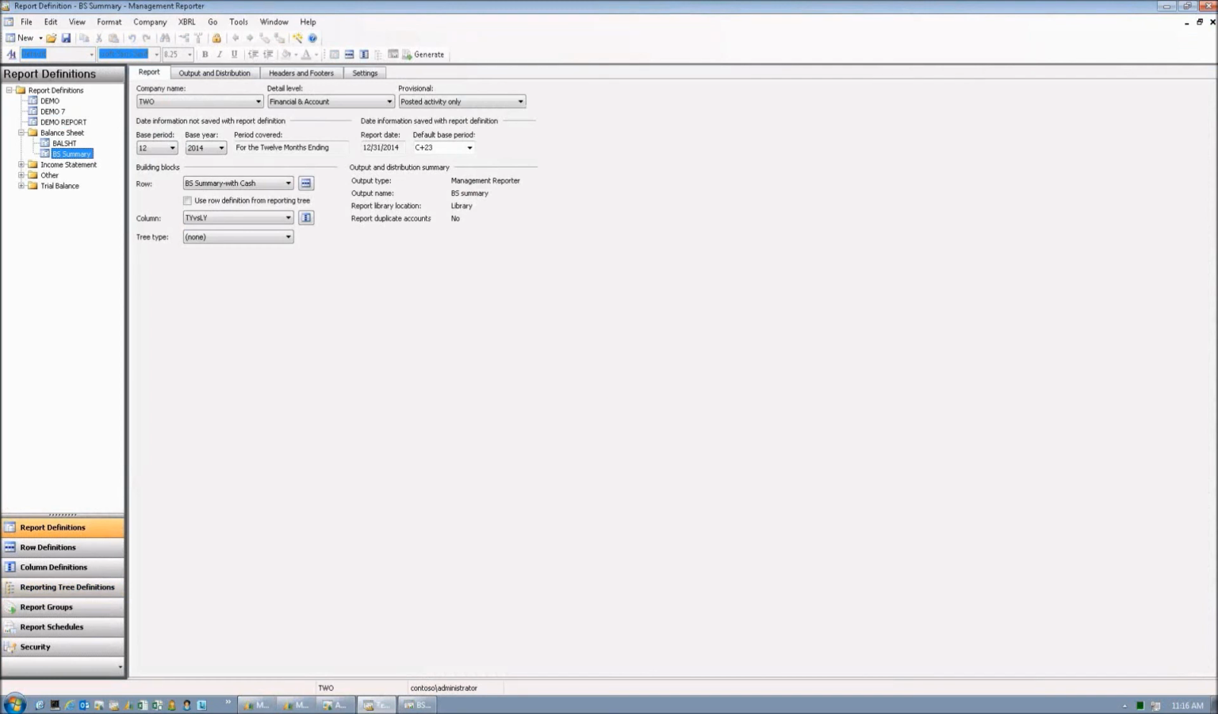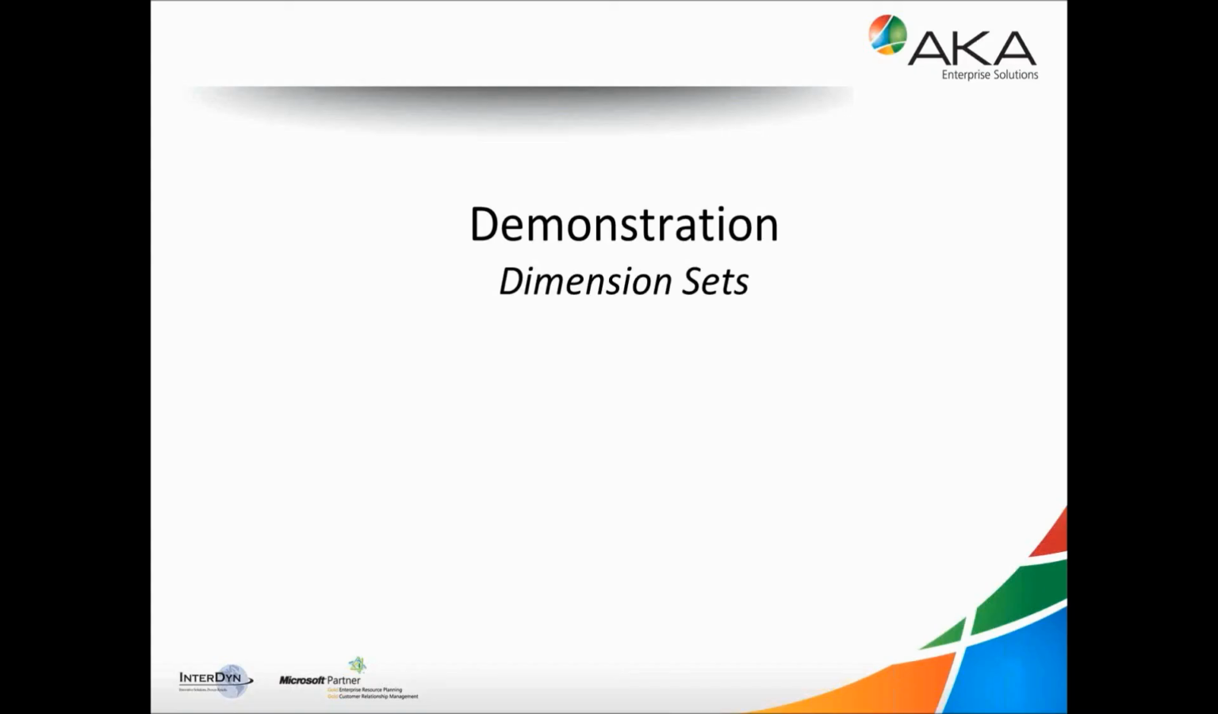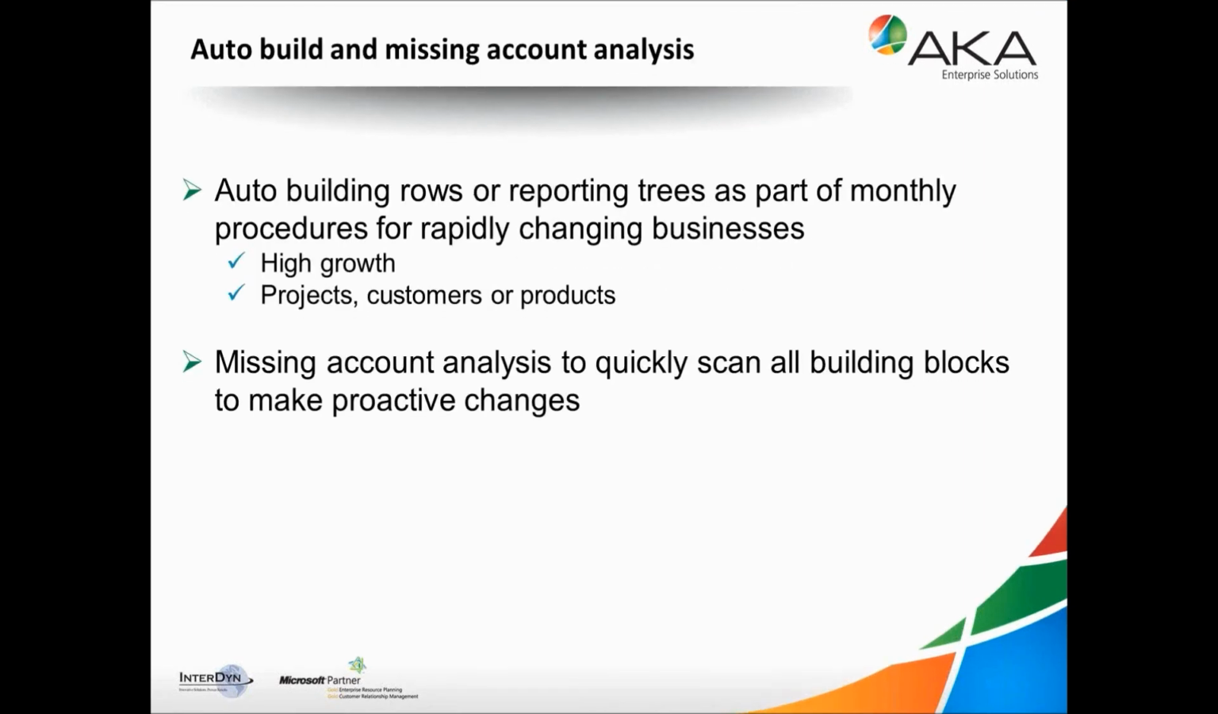Okay, so let me go back to our presentation. And let me give you a couple more tips and tricks here. So there also is the ability to auto-build and missing account analysis. So for some of our customers, you're using AA accounts, for instance, and you can use those dimensions inside GP, but you don't want to constantly have to be updating your tree or updating what you're asking for.